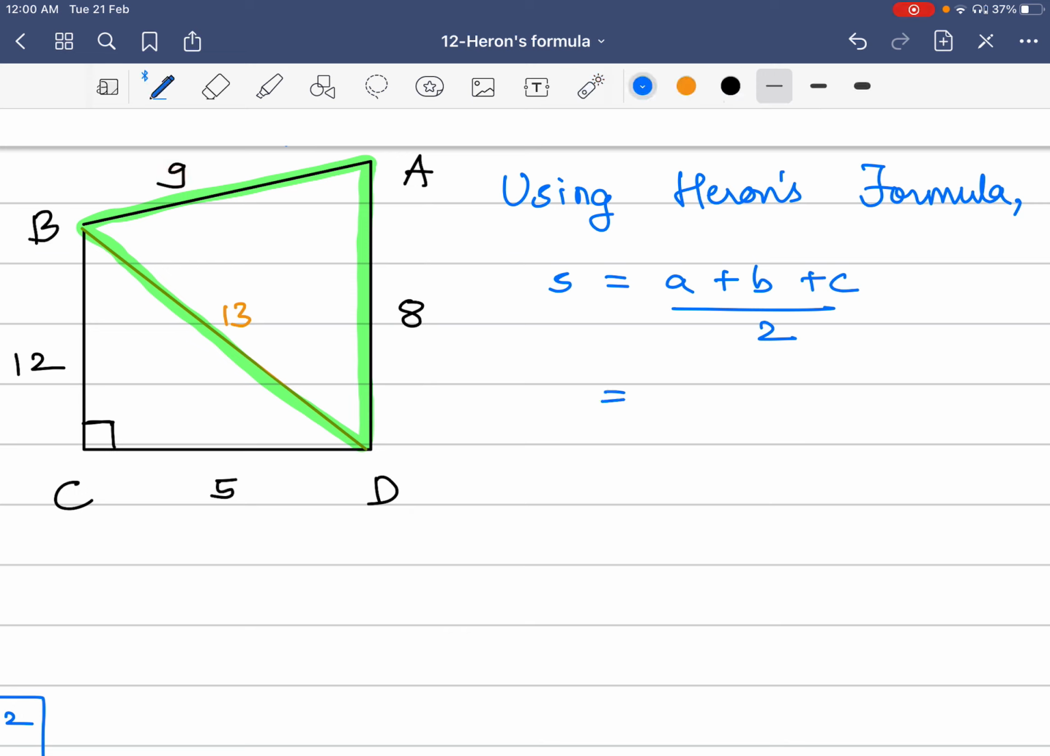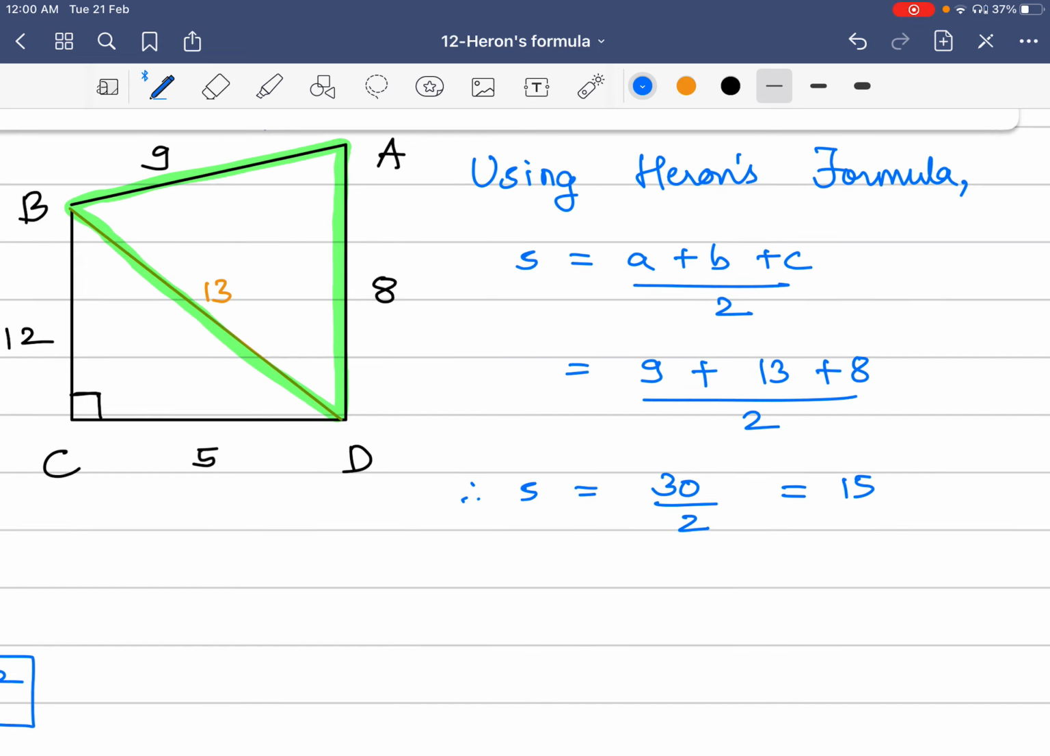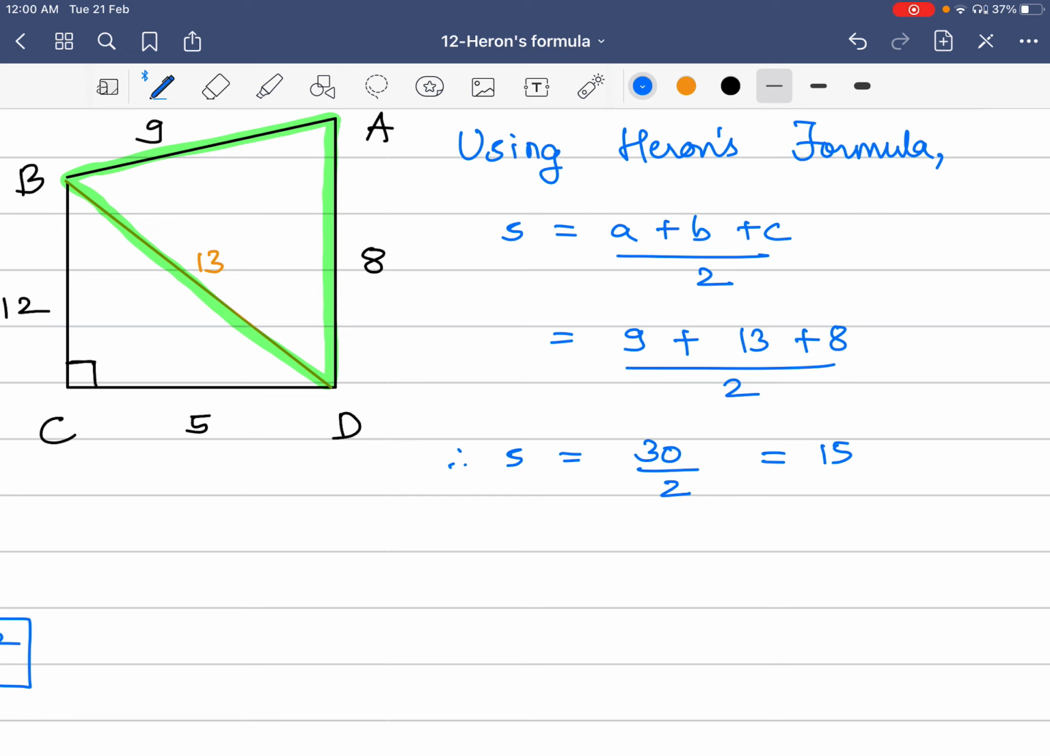So that is going to be equal to, let's say, 9 plus 13 plus 8, the whole divided by 2. What is 13 plus 9? It is 22. 22 plus 8 is 30. This is 30 divided by 2, which is equal to 15. Therefore the value of S is equal to 15. So this is the first step in Heron's formula. And in the second step, we directly find the area. Therefore, area of triangle ABD is equal to what?